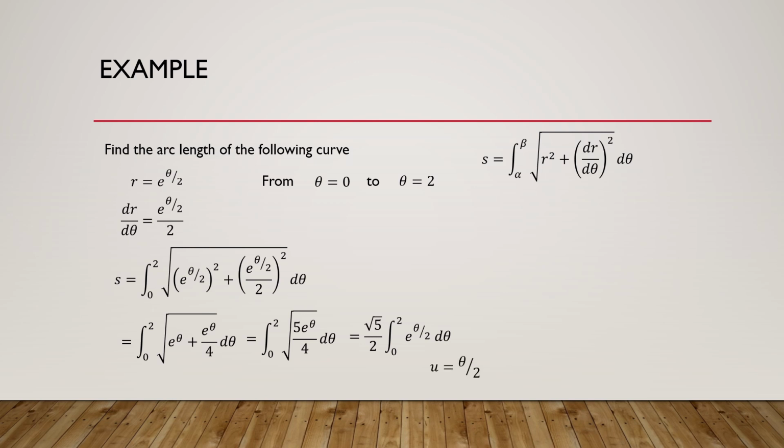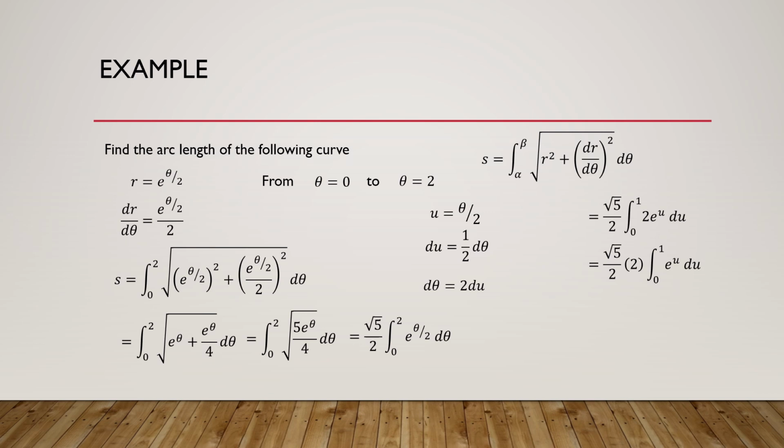From here, we let u equal theta over 2, making du equal to 1/2 d theta. Then d theta equals 2 du. Substituting, we get the square root of 5 over 2 times the integral from 0 to 1 of 2e to the u du. The 2 can then be removed from the integral, which then cancels with the 2 in the denominator. Taking the integral, we get the square root of 5 times e to the u evaluated from 0 to 1, or the square root of 5 times the quantity e minus 1, which equals approximately 3.842 units of length rounded to 3 decimal places.